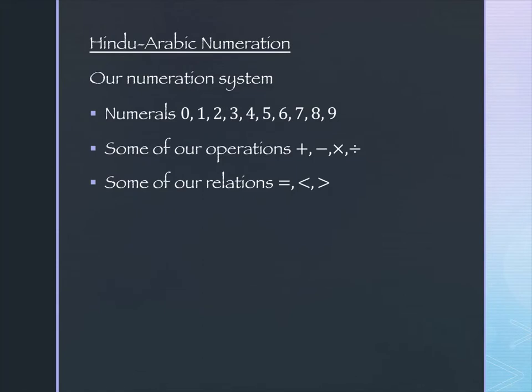So our system, the Hindu-Arabic system, includes all 3 of these components, as I mentioned. We have the numerals, 0 through 9. Numerals are our single digits. Notice the numeral, or the value 10 is not a numeral, because it's 2 numerals, 1 and 0. Some of our operations, as I mentioned before, addition, subtraction, multiplication, and division. And some of our relations are equals, less than, greater than. And we have others in each of these categories as well. So our Hindu-Arabic numeration system that we use is a mathematical system.